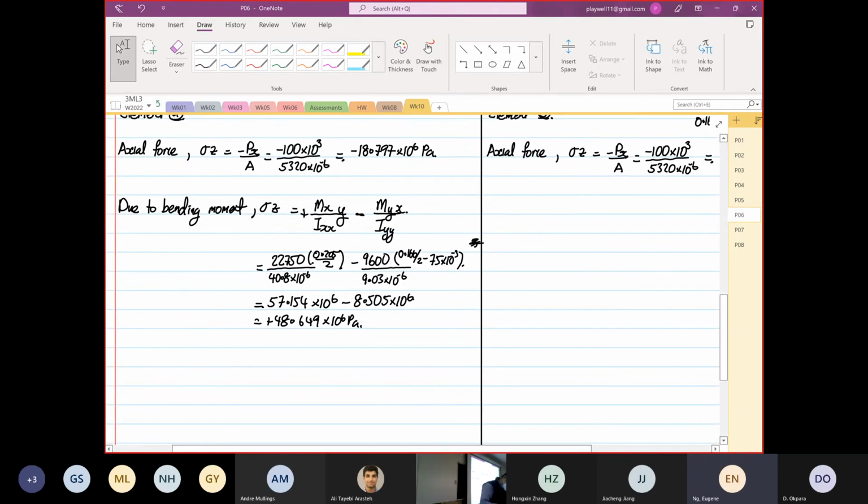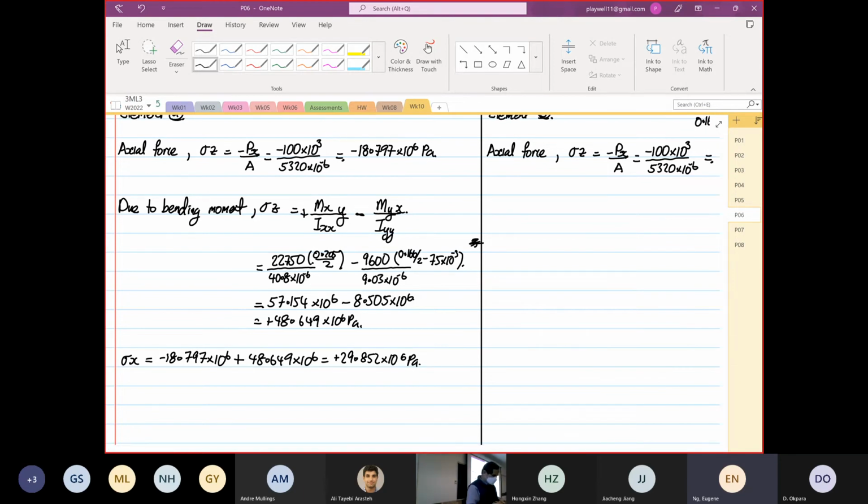48.649. Okay, so now we know that stress X is equal to minus 18.797 times 10 to the power 6 plus 48.649 times 10 to the power 6. So this is equal to minus 18.797 to the power 6 plus 48.649 to the power 6, which is equal to positive 29.852 times 10 to the power 6 Pascal. Let me do it again: minus 18.797 plus 48.649.